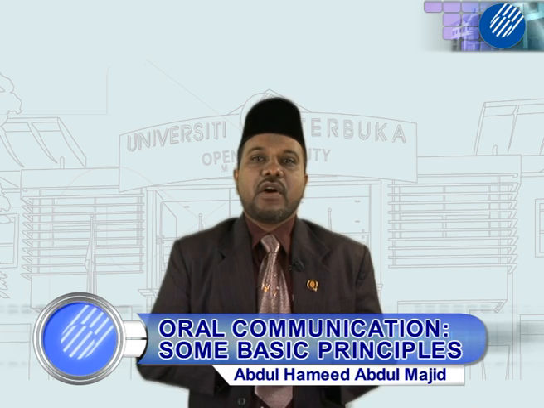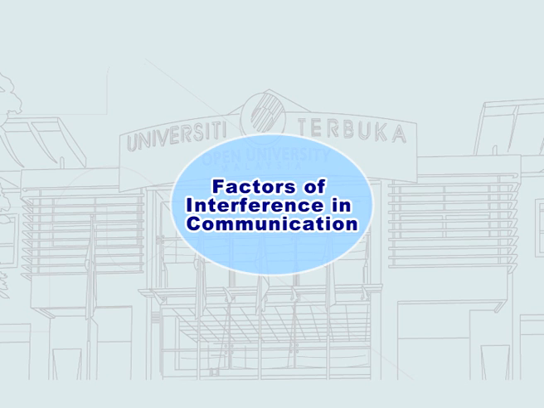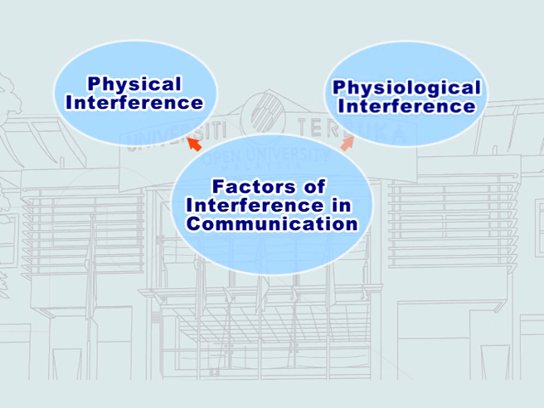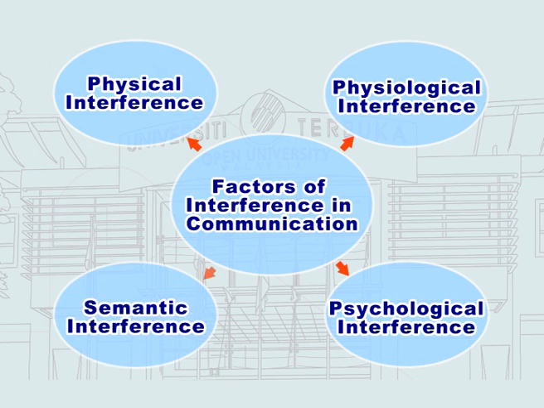We have now come to the end of our video. Before we end, I will explain to you about interference in communication. What do we mean by interference in communication? Can someone explain this? Well, interference in communication means factors that disturb communication. Among others, the factors are, firstly, physical interference. Secondly, physiological interference. Thirdly, psychological interference. And the last, semantic interference.